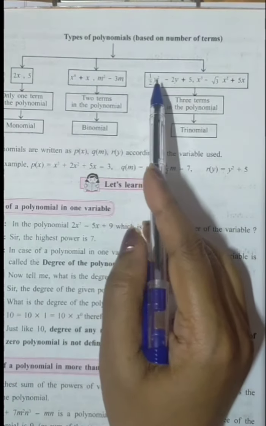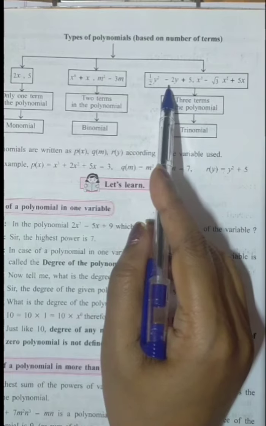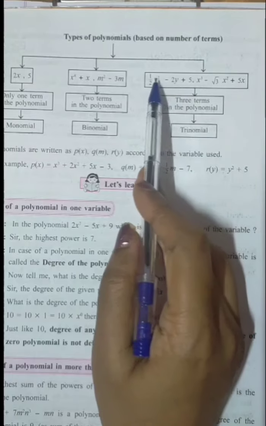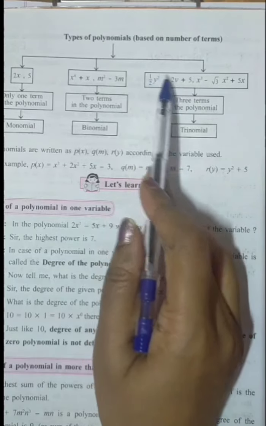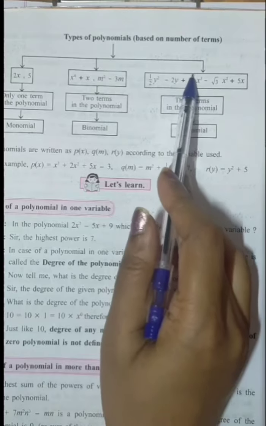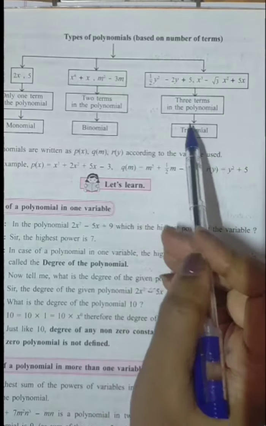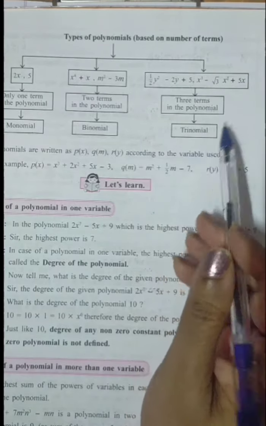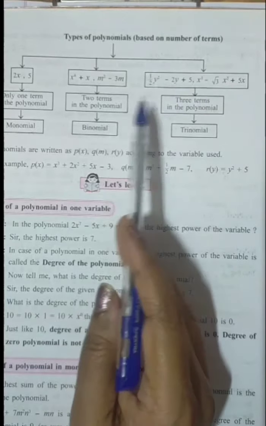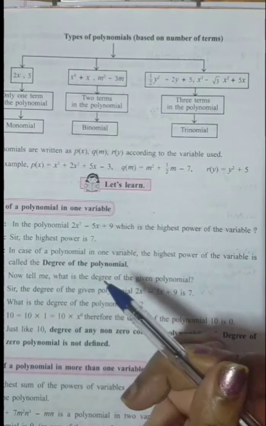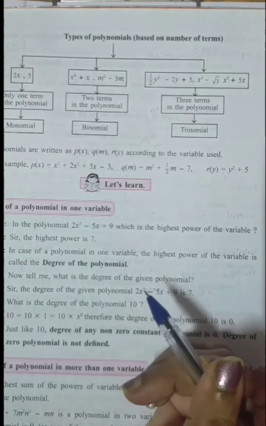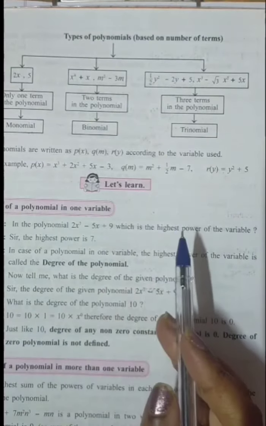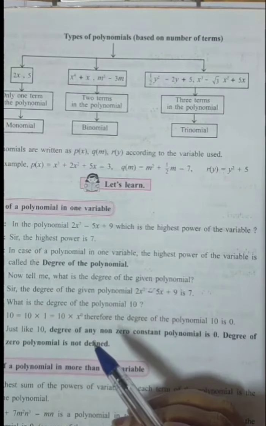The next one is what? Half y square minus 2y plus 5. Here you can see three terms are there: first, second, third. So we are having three terms, that means it's a trinomial. So these are types of polynomial. Now we are going to solve practice set 3.1 with the help of these three types of polynomial.